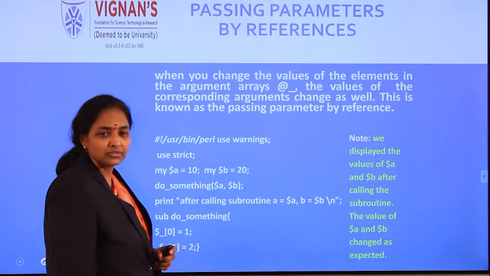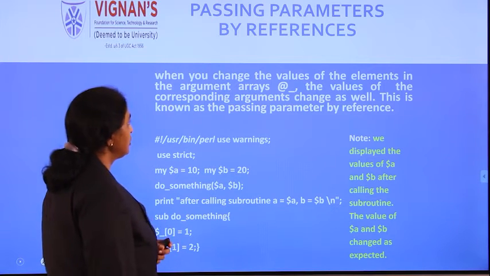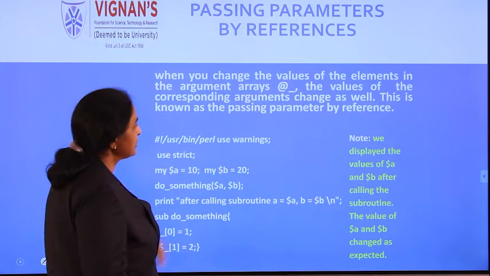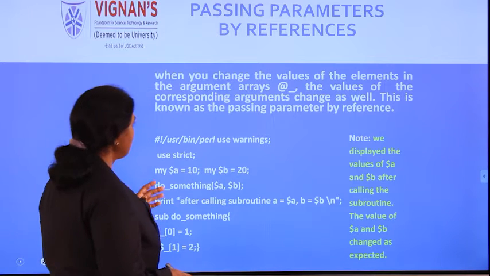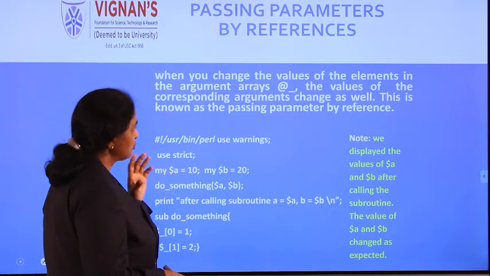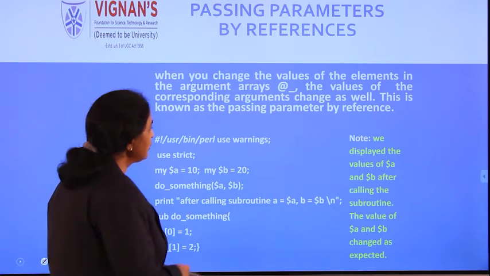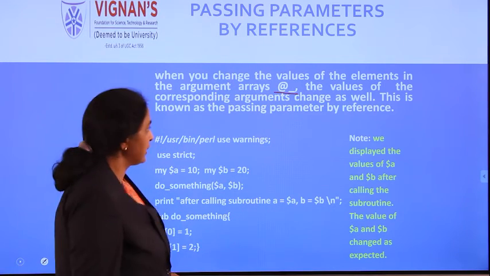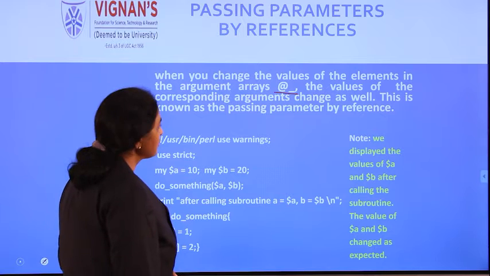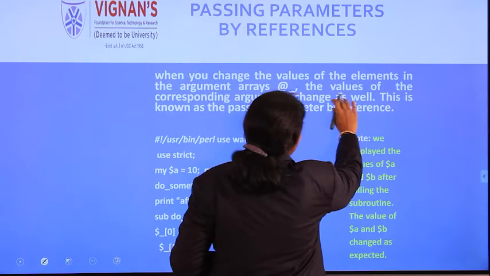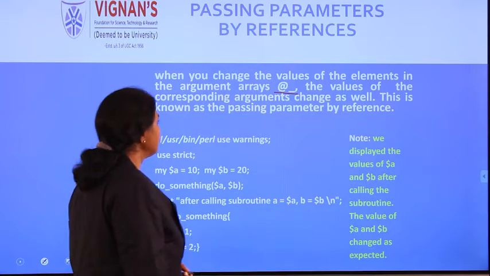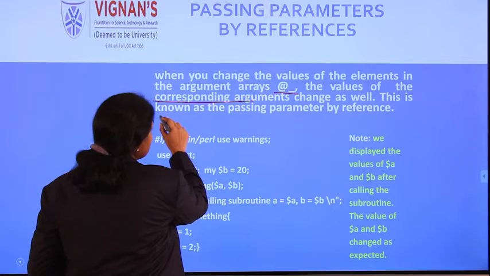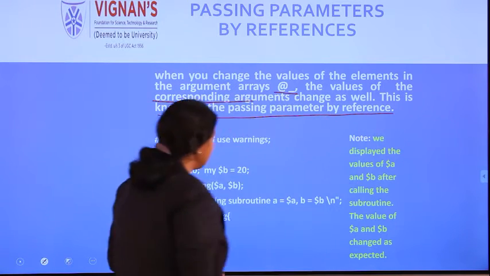First we will discuss how to pass the parameters by using references. As you have already seen, when you are passing the parameters through references, we pass them with the help of the default array @_. We have already seen one example. One more important thing is the corresponding changes: this changes the values of the corresponding arguments also. That is what is known as passing the parameters by reference.